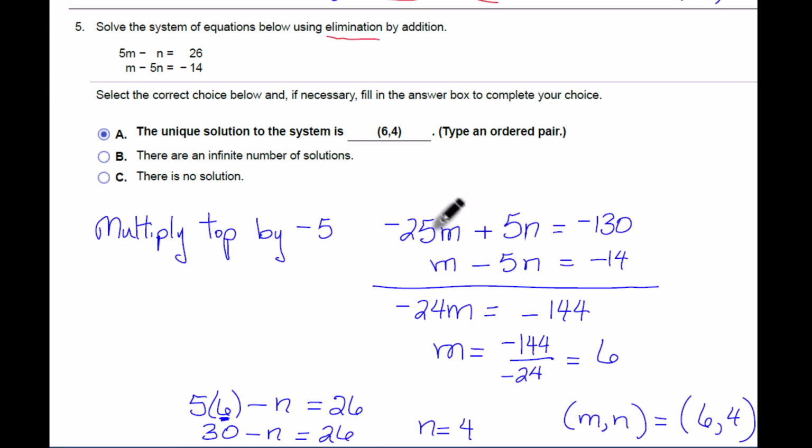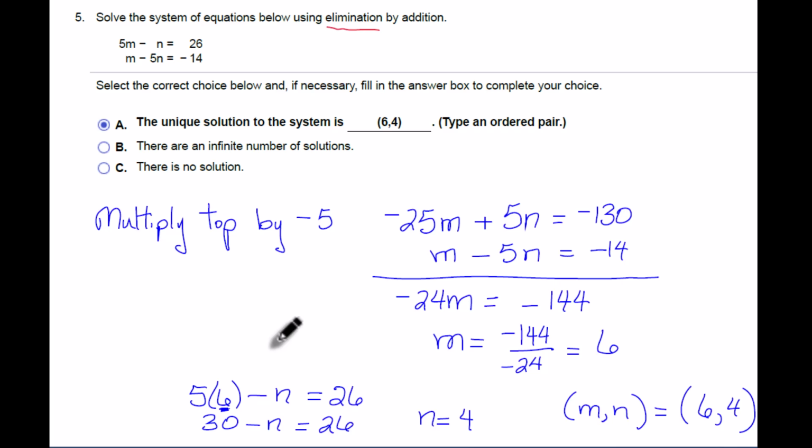So add them up. Let's see, minus 25 and a positive 1, so a minus 24. These guys cancel because of the alternation in sign. All right, if I add this up, I get a minus 144. So I need to get m alone, divide both sides by minus 24. Okay, well, what happens if I've got minus over a minus? Well, those cancel, and I end up with a positive 6.